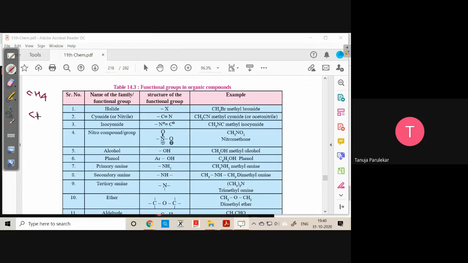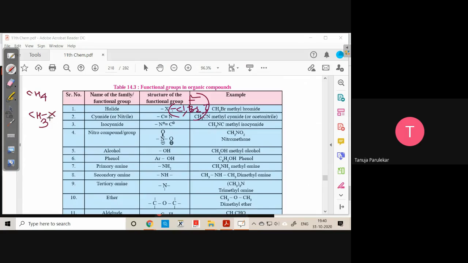But if I change this, मगाशी मी alcohol ला कसं केलं? So I am putting it as CH3X. I am getting one halide. Here X can be, of course, X is equal to Cl, bracket मध्ये टाकते, Br, I or F, म्हणजे ह्यातलं काही असेल तर.